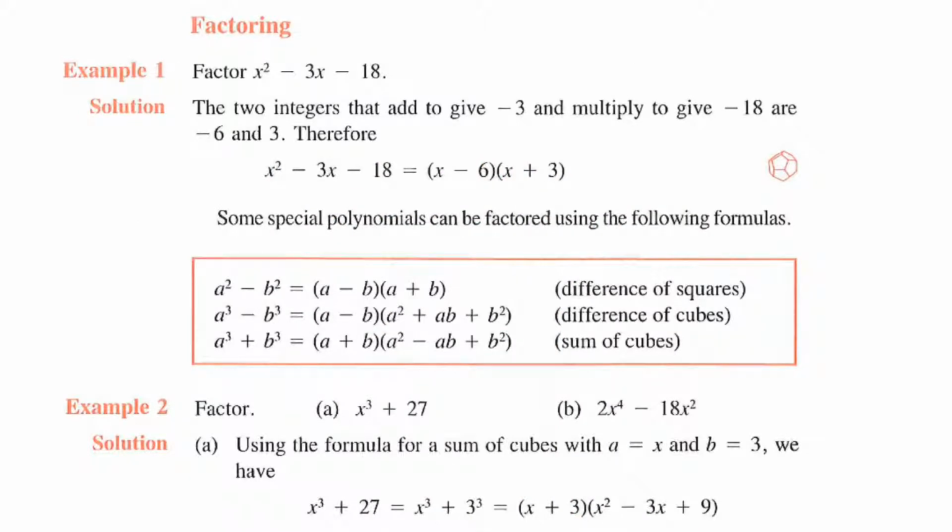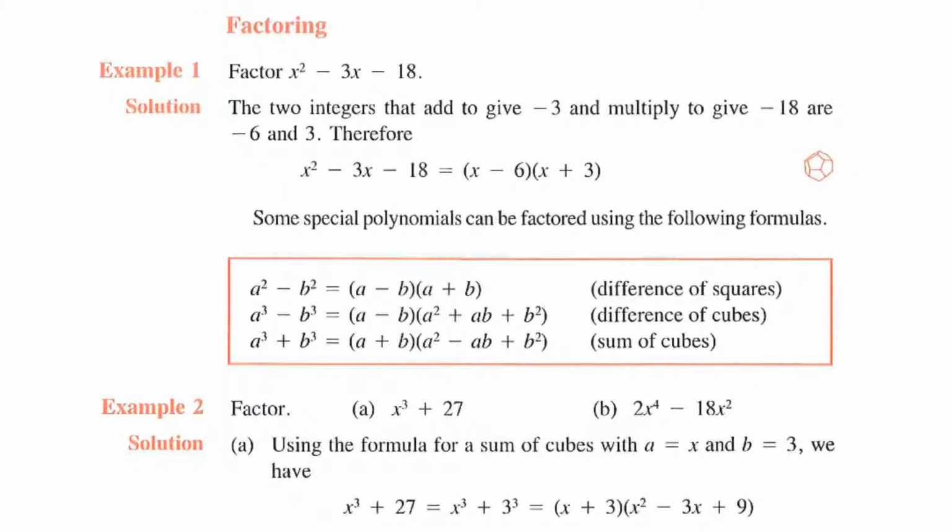The first chapter is limit and rate of change. The book starts with a little bit of review. The first part of the book in chapter 1 is factoring.